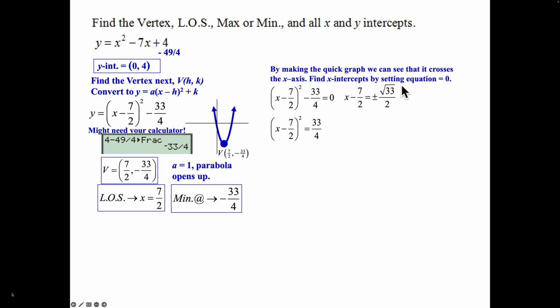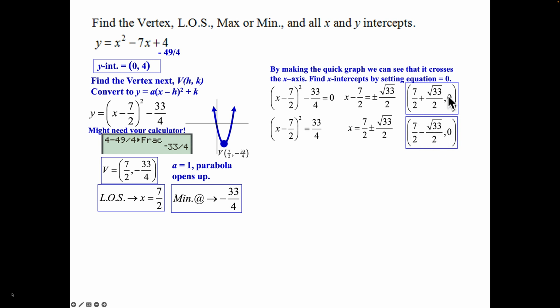There's no perfect square factor in there. It's only 3 and 11. But 4 is a perfect square. That's a 2. Add over the 7 halves in front of the plus or minus. There's my x's. We just have to write them as a point. 7 halves plus the square root of 33 over 2, comma 0. And 7 halves minus the square root of 33 over 2, comma 0.